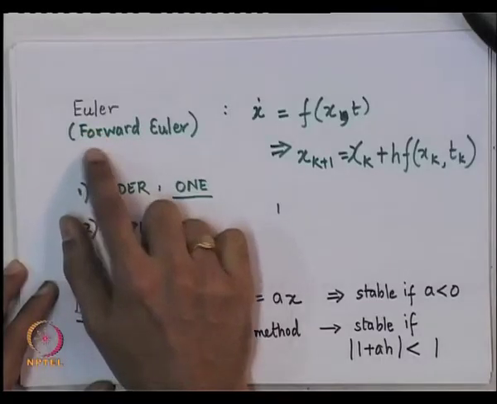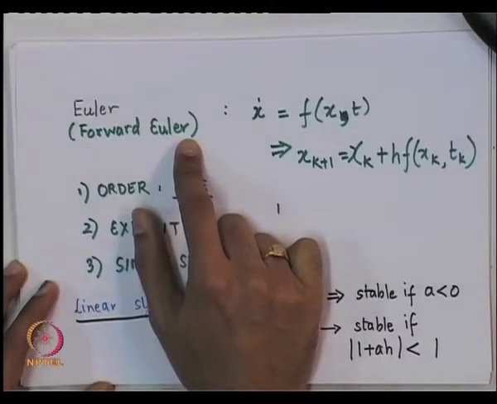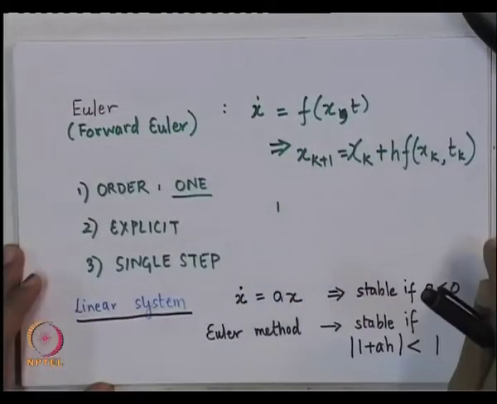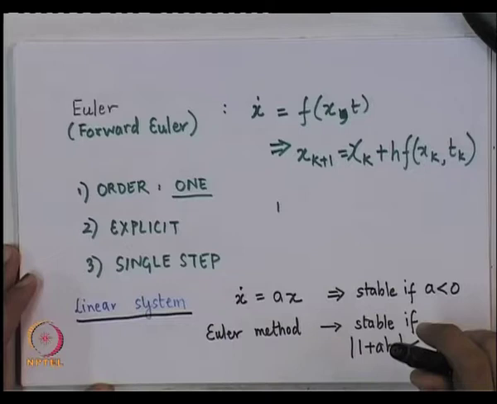The Euler method, also known as the forward Euler method, is the first method which is taught to any student studying numerical methods for integration of differential equations. It is a very simple method.